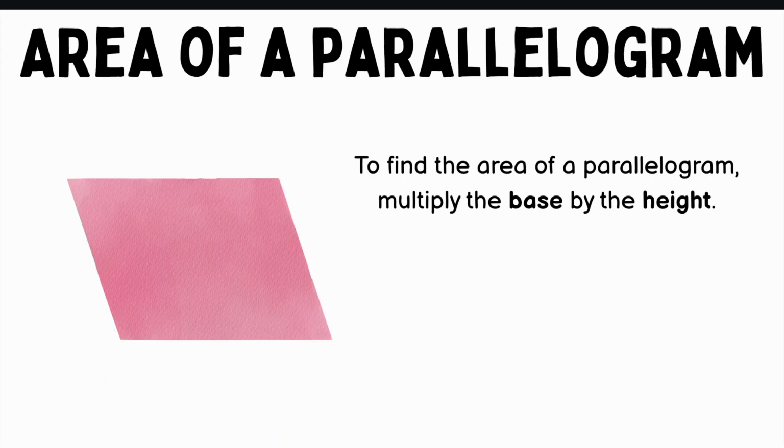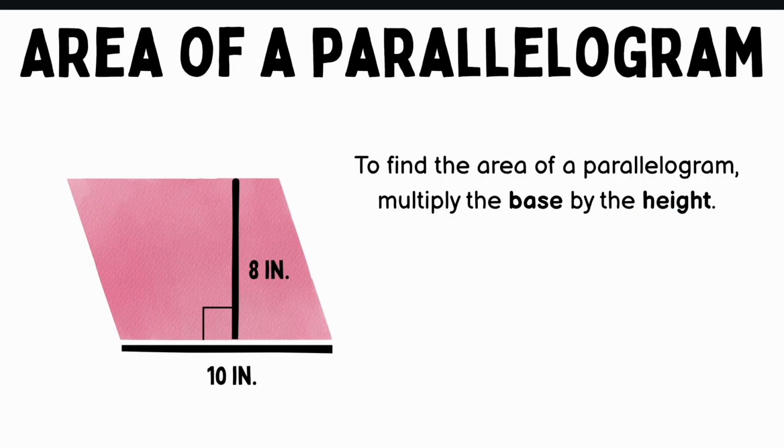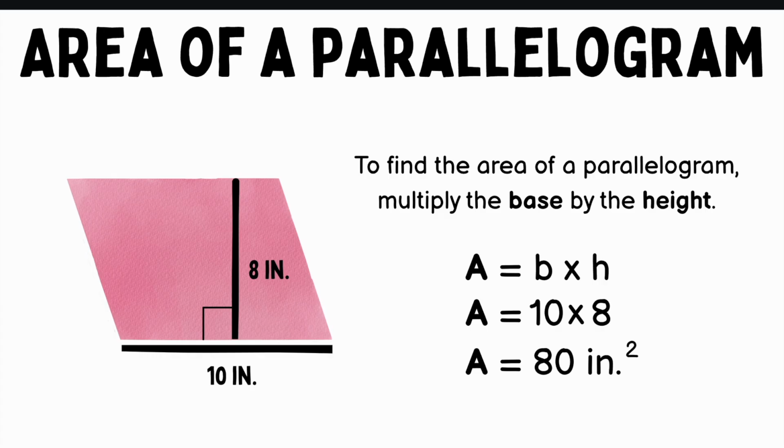Let's find the area of this parallelogram. Let's multiply the base by the height. The base is 10 inches and the height is 8 inches. Remember, area equals base times height. That means area equals the base length, which is 10 inches, times the height, which is 8. The area equals 80 inches squared.